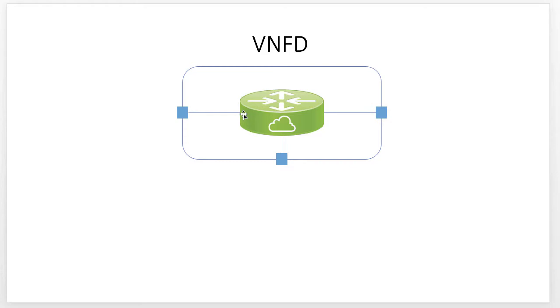From that, we describe what we call the internal connection points of the VDU, and those are these ones. Then the VNFD has its own external connection points, which are described by these. So in the simple case, there is a one-to-one mapping between an internal connection point and an external connection point.